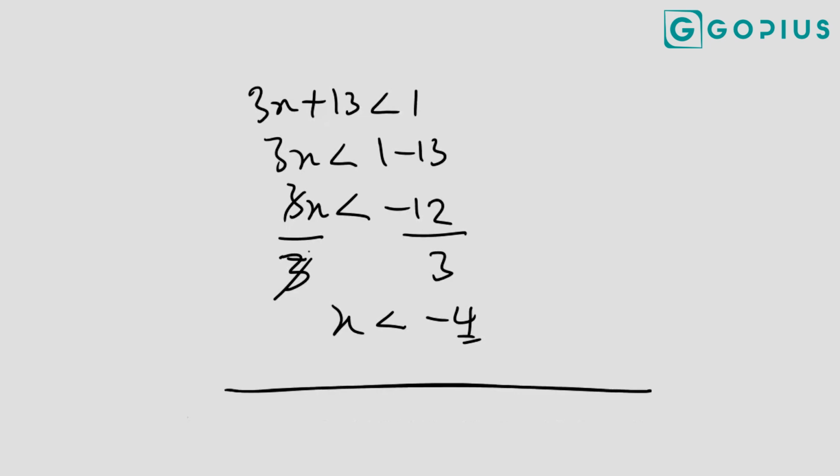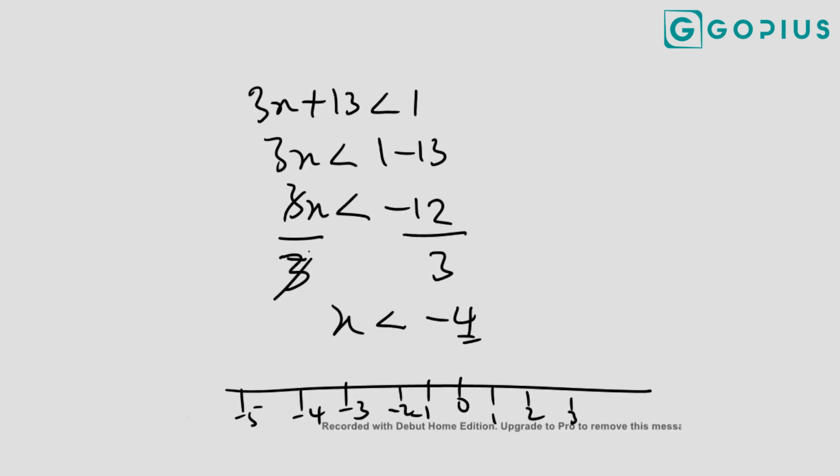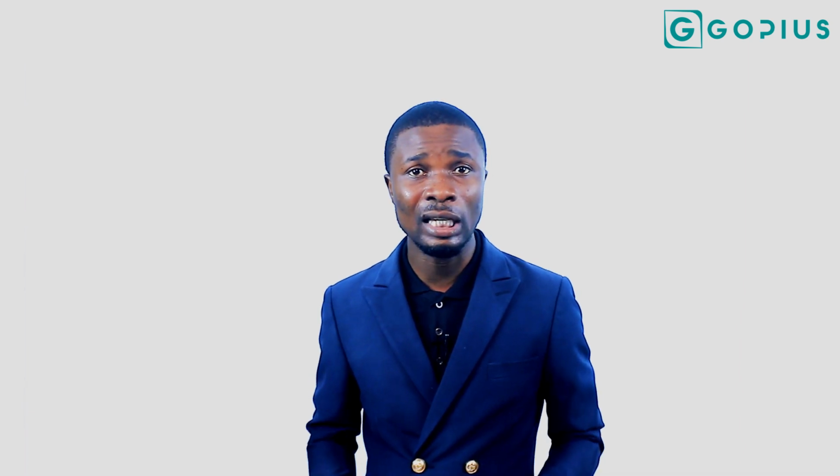So if I want to represent this on a number line, I have 0, I have 1 here, 2 on this other side, 3. On this side I have minus 1, minus 2, minus 3, minus 4, minus 5. On the number line, anything on the left hand side of a number is less than that number, and anything on the right hand side of a number is greater than that number. So x less than minus 4 means from minus 4 down to the left hand side. So we have something like this. At this point we have minus 4 down. Anything in that range is a value that will satisfy that inequality.